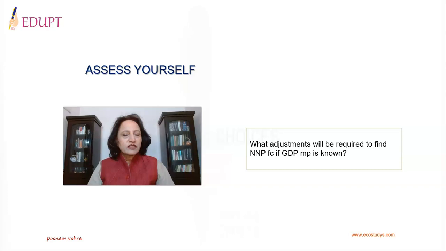Now assess yourself and answer the simple question. What adjustments will be required to find NNP at factor cost when GDP at market price is known to you?